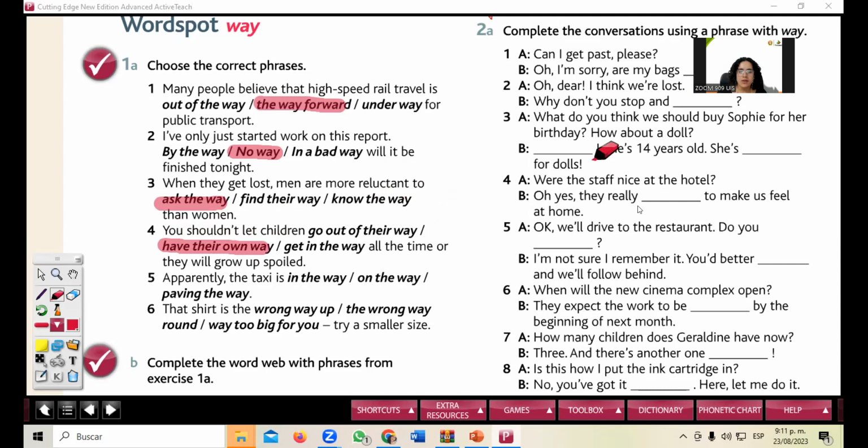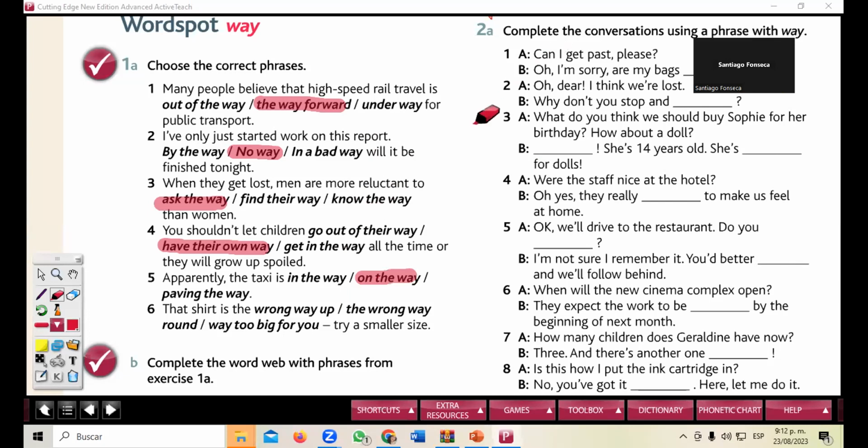Good. Let's see. Karen, number 5. Yes, teacher. Apparently, the taxi is on the way. Yeah, the taxi is on the way. Correct. Let's see, maybe Santiago, number 6. Okay, teacher, and I think so. I'm not completely sure. That sure is the wrong way around.